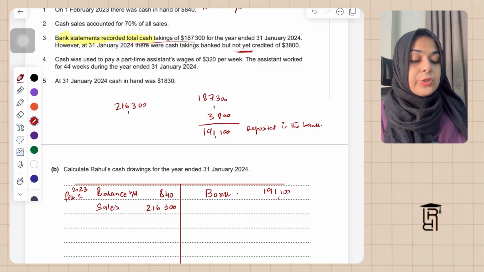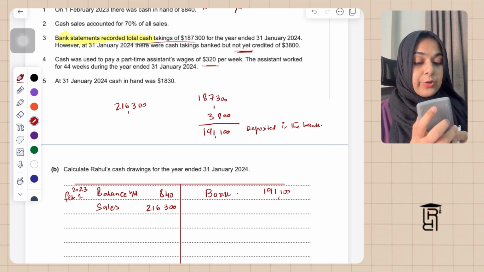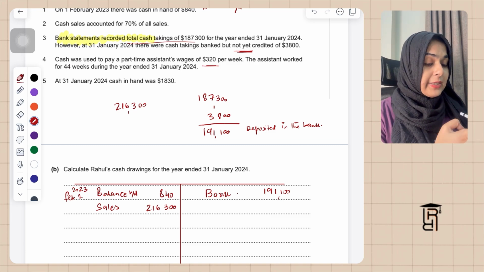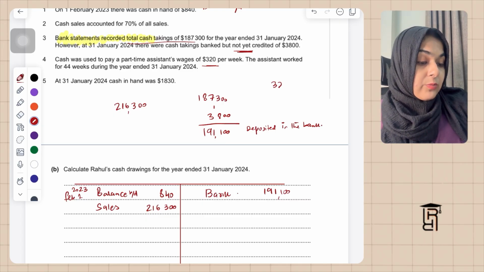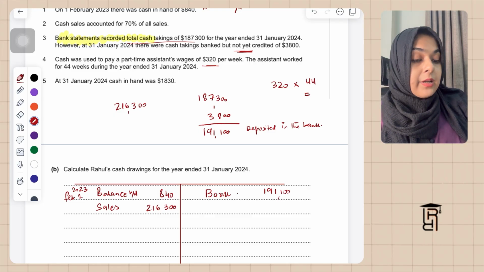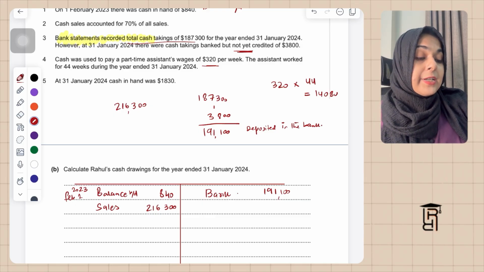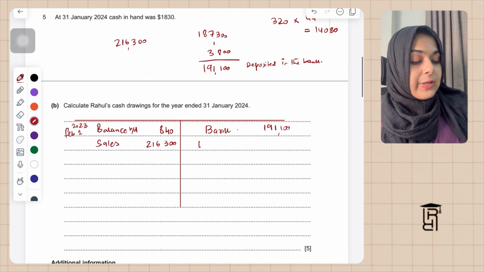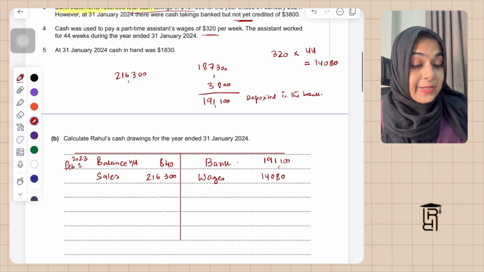Then they're saying cash was used to pay a part-time assistant wages of $320 per week. The assistant worked for 44 weeks, so 320 into 44. 320 is what we are paying him per week, and 44 is the number of weeks that he has worked. If we calculate 320 into 44, it comes out to be 14,080. This is the amount that we have paid for wages. So I'm going to write here wages, and I'm going to write here 14,080.